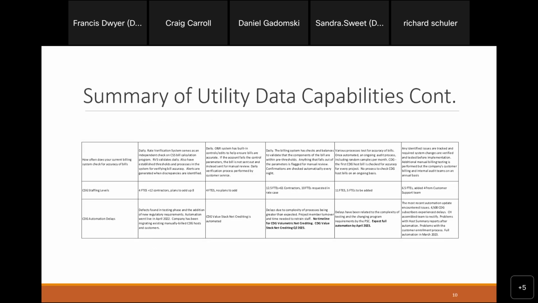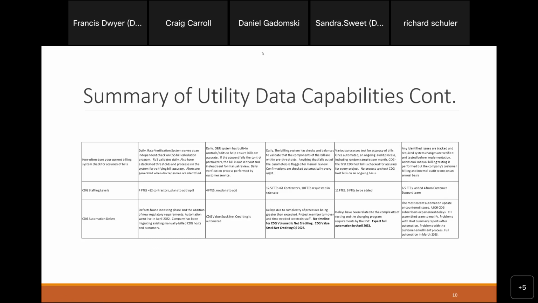So we asked, as I said earlier, a number of different questions trying to get at some of the information we've summarized here, and the companies do check for the accuracy of bills in their normal billing processes, and that's summarized in the top row. And Carlene, I think you can jump in here. I think you were more involved in this part than I was.